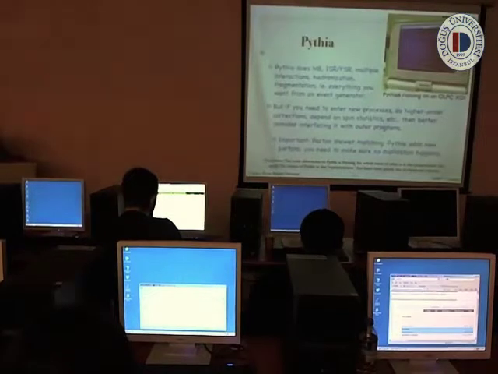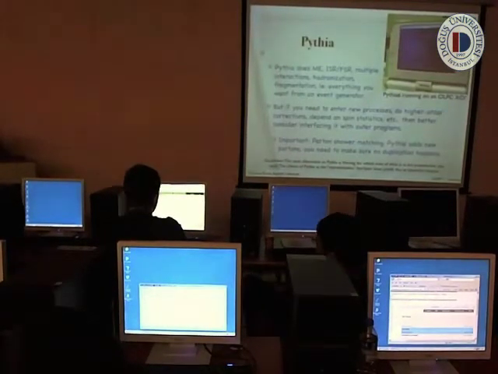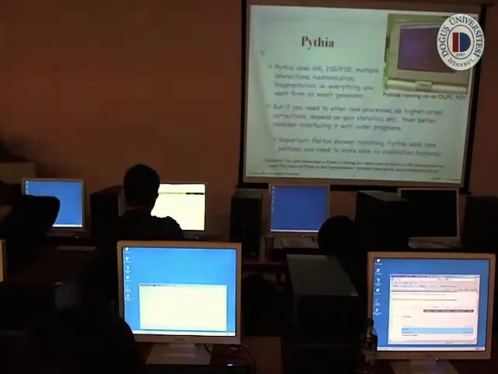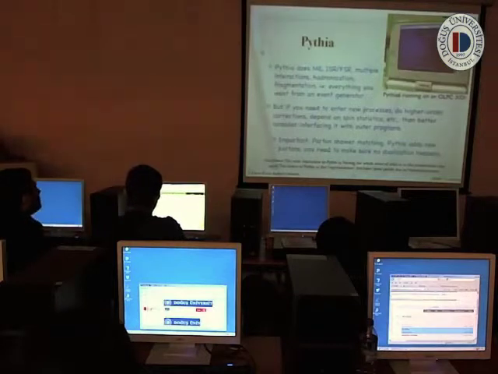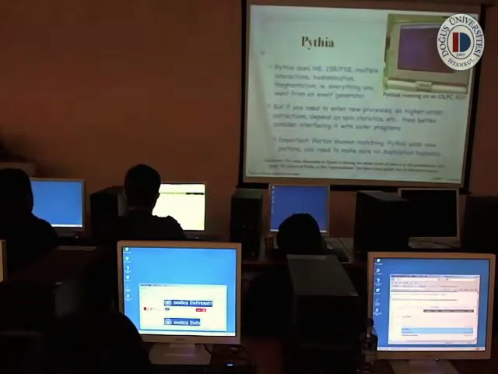This means, since PYTHIA is going to do this initial and final state radiation, it is essentially going to add new gluons and new quarks into your event, right? And you have to make sure that those don't make you double count.